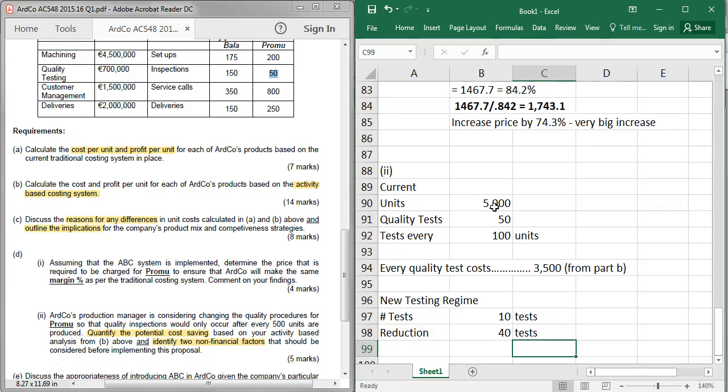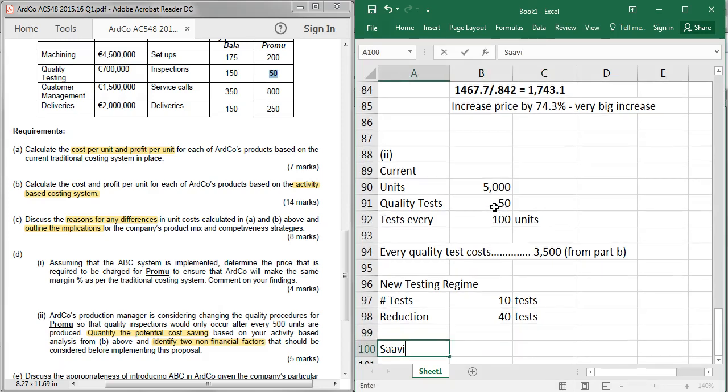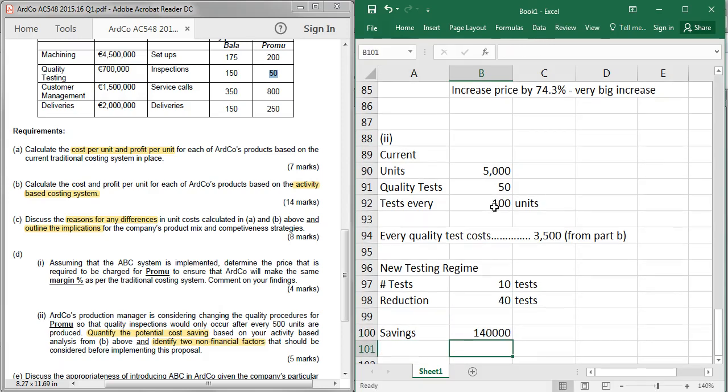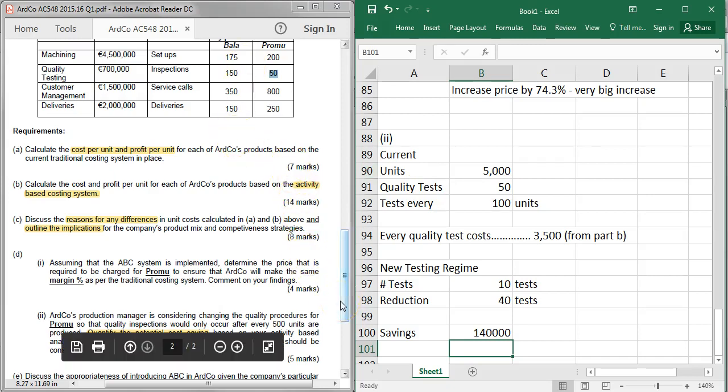So you're reducing the number of tests by 80%, going from 50 down to 10. And that means the savings, which you're asked to quantify using activity-based management, the 40 times 3.5. So you'd expect that to save you 140,000 euro. That was now it's only 5 marks, so don't be too worried if you don't get them. There's plenty of opportunity to get the basics right. But what you're looking for here is, can you use the activity-based costing information for activity-based management?